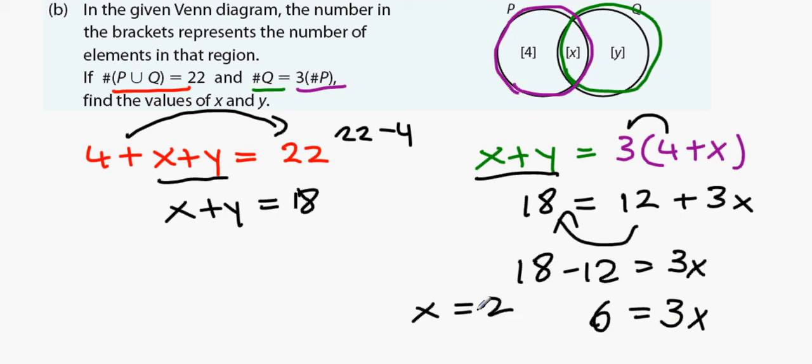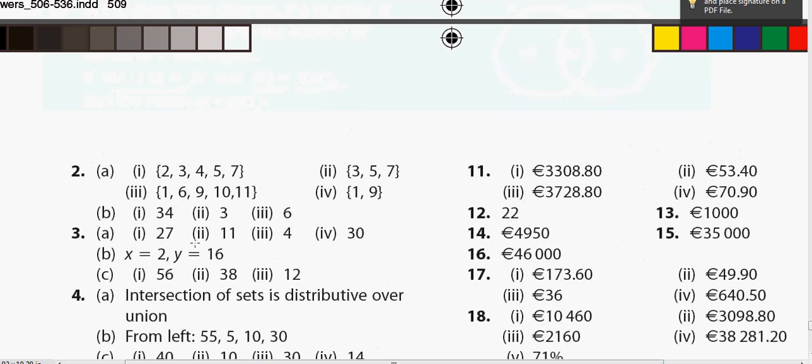Now, if x equals 2, then y has to be: 2 plus y equals 18. Therefore, y must be 16. So the values of x, y are 2 and 16 respectively. Okay, x equals 2, y equals 16. Now we're on the next question.